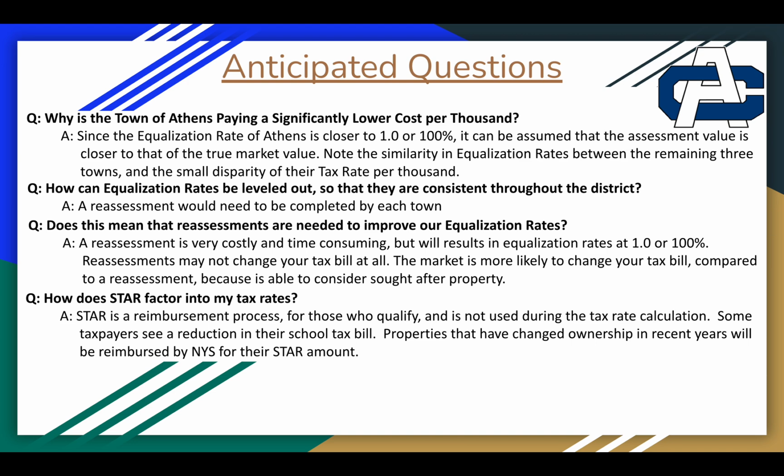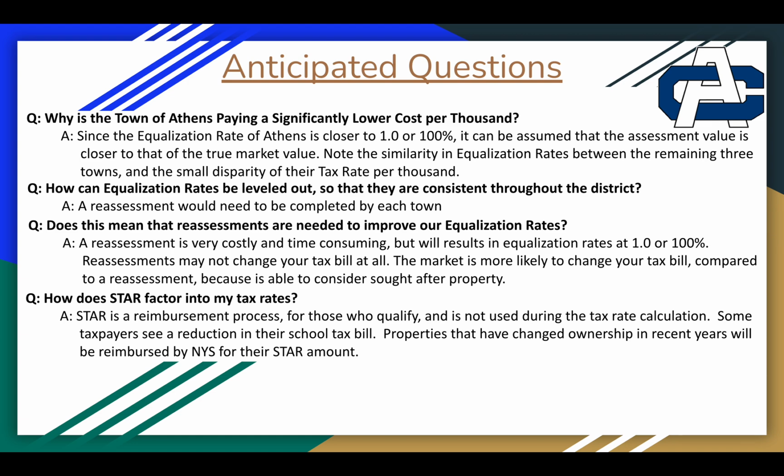How can equalization rates be leveled out so that they are consistent throughout the district? For this to happen, a reassessment would need to be completed by each town. School districts do not complete reassessments, each individual town does, or can. Next question, does this mean that reassessments are needed to improve equalization rates? A reassessment is very costly and time-consuming, but will result in equalization rates at 1.0 or 100%. Reassessments may not change your tax bill at all.